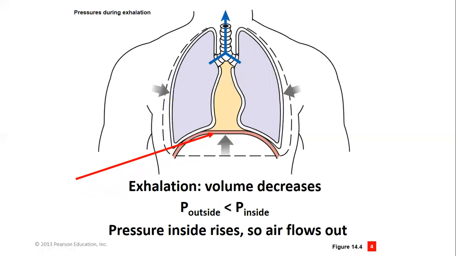The opposite happens for you to breathe out. So the diaphragm was contracted, now it's relaxed, and it pushes up into the thoracic cavity and decreases the volume in this cavity. And as the volume decreases, pressure increases above atmospheric pressure and forces air out of the lungs.